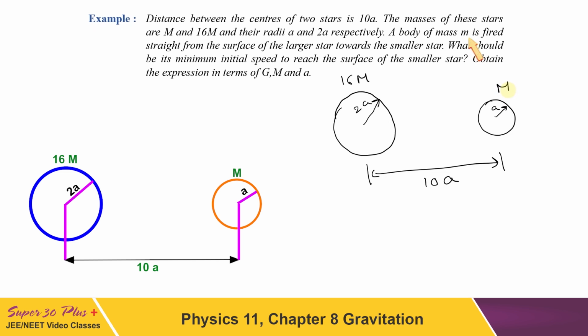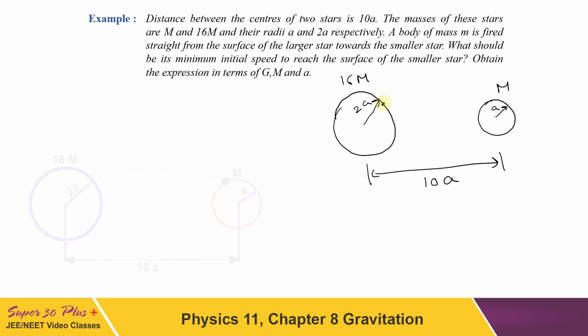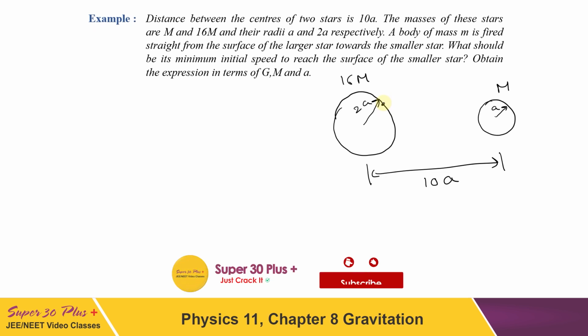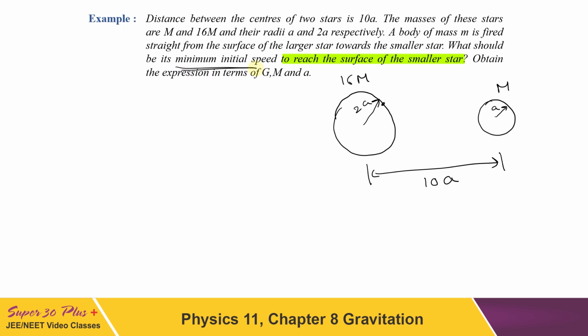A body of mass m is fired straight from the surface of the larger star towards the smaller star. What should be its minimum initial speed to reach the surface of the smaller star? We have to obtain this expression in terms of G, m and a. Okay, let us consider one particle being fired from the surface of the bigger star. As it has simply to reach the smaller star, we can assume that on reaching the smaller star its velocity has become 0, because we have to calculate the minimum initial speed required.